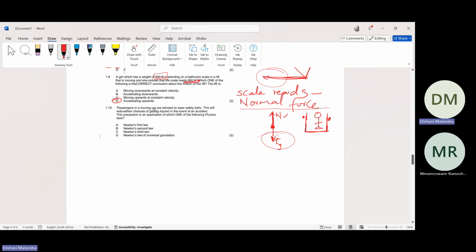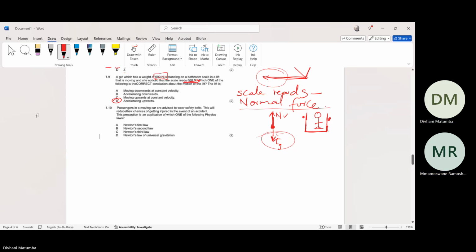The passengers in a moving car are advised to wear a safety belt. This will reduce their chances of getting injured in the event of an accident. This precaution is an application of one of the following physics laws. I know you know this one by heart. I think it would be A.